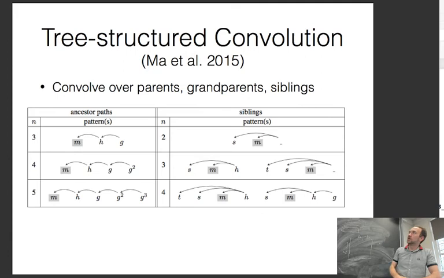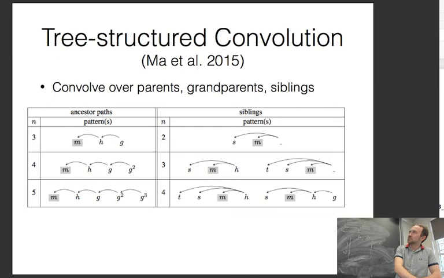So we extract all of these feature templates where M is the word itself, H is maybe its parent, and G is its grandparent. We also extract M and its sibling, so anything that's next to it in the dependency tree, et cetera. So this is one example. G squared is great grandparent, apparently. And you can find the paper on the website.